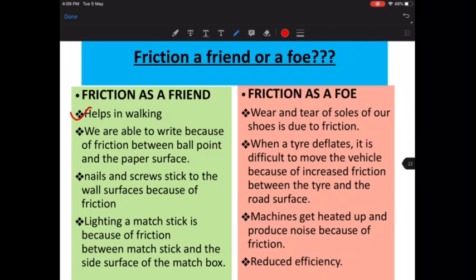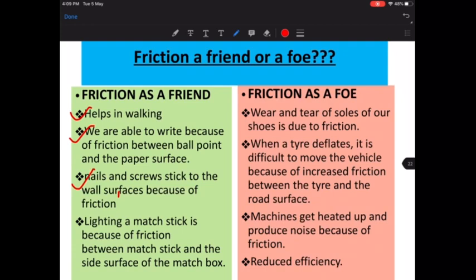Firstly, it helps you in walking. Then we are able to write because of friction. Where is the friction present when you're writing? Between the lead of your pencil and your paper, there is friction, so you're able to write. If the paper is smooth, if there is no friction, you won't be able to write because your pen or pencil is going to slip easily. So it is only because of friction that you're able to write.